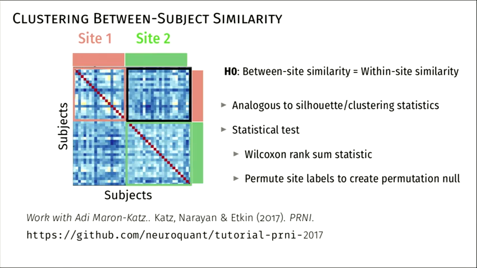And a simple way of doing that is, for example, to look at a Wilcoxon rank sum test statistic to characterize this, and create a null distribution, for example, using a permutation test. And so you can use this as a statistical test to detect if there is a site effect or not in your data.